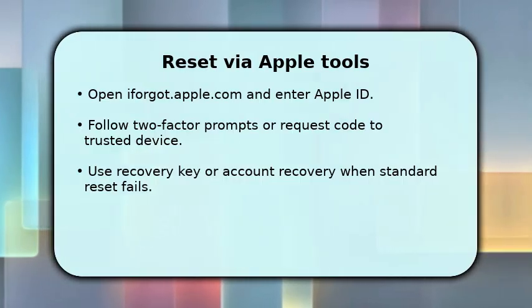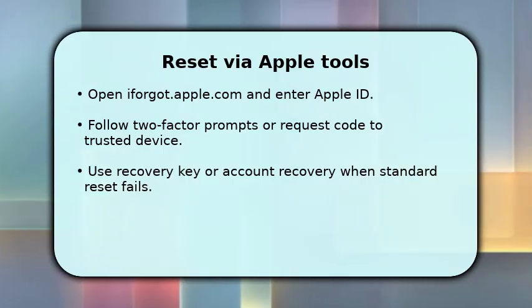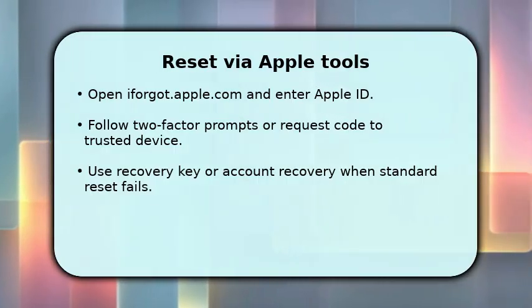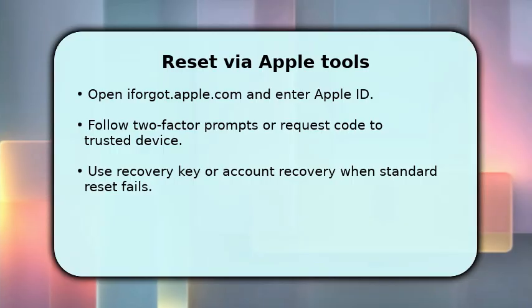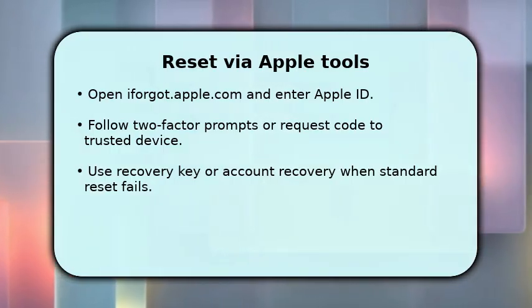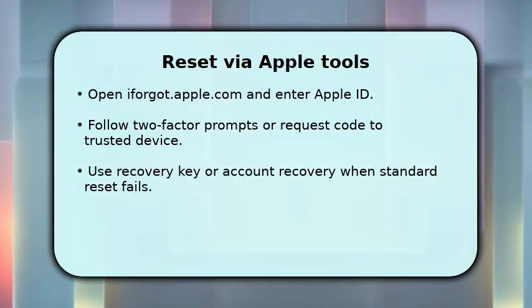If two-factor is active, you'll be prompted to send a verification code to a trusted device or phone. Retrieve and enter that code quickly. If you don't have access to trusted devices, choose Account Recovery and provide the requested info. This can take days but preserves account security. Make sure to read each prompt. It guides you through the correct method based on your settings.